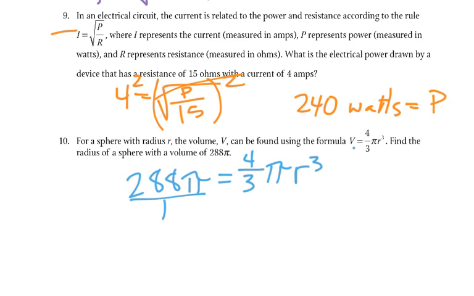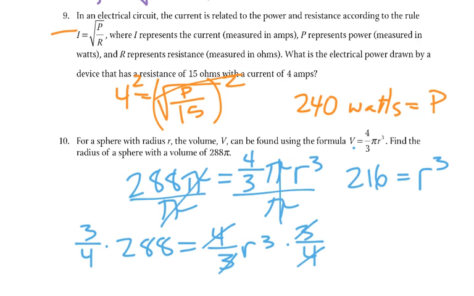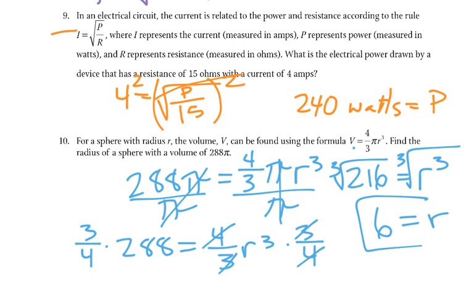Now, first thing you should notice, we have pi on either side. So when you have pi on either side, you eat them both, and we get 288 equals 4/3 r cubed. So I'm going to times by 3/4, right? We learned that in the rationals, timesing by reciprocals. So 3 is undone, 4 is undone. I'm left with r cubed equals then 3/4 times 288. 288 times 3 divided by 4 gives us 216. So to undo a cube, we take a cube root, and we get r equals the cube root of 216, which is 6. Radius is 6.